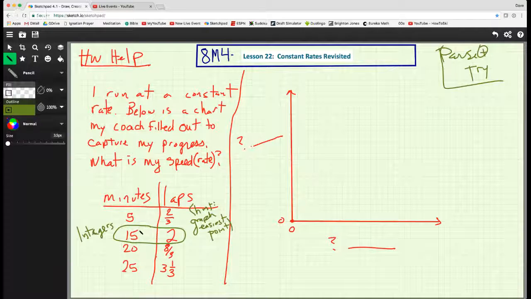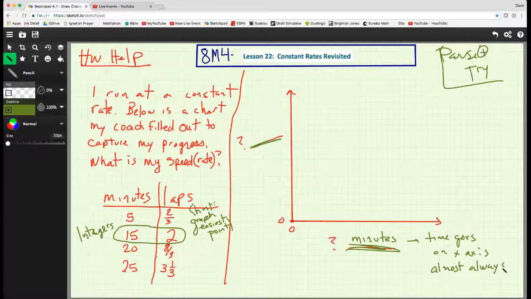What's the other key? When I'm graphing, what do I put here and what do I put here? Well, I'm going to put my time, my minutes here. Why? Because time goes on the x-axis almost always. Okay, so let's spread this out. So I want to make sure I can fit a 25 on here. Maybe go 1, 2, 3, 4. I can probably just go 1, 2, 3, 4, 5.